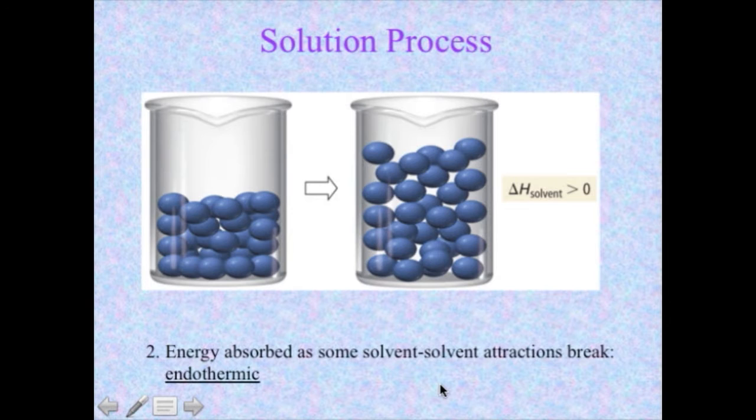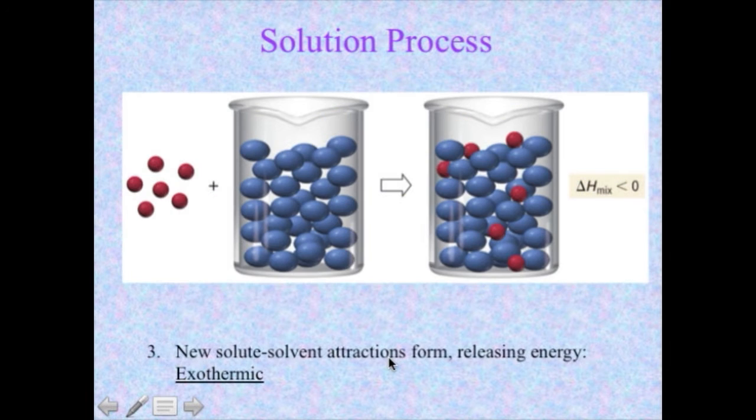Second step. The second step is for some of the solvent-solvent attractions to break. For example, if you're using water, you've got hydrogen bonding going on, and some of those hydrogen bonds need to break so the water molecule can go off and surround the solute. This too is an endothermic process because we're breaking attractions between particles. But finally, the energy payoff comes when we mix together the separated solute with the separated solvent particles. New solute-solvent attractions form, and of course this is going to be an exothermic process.